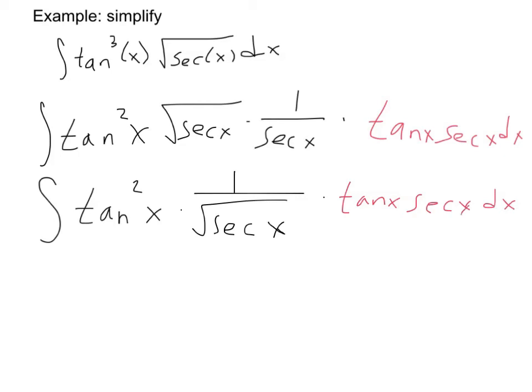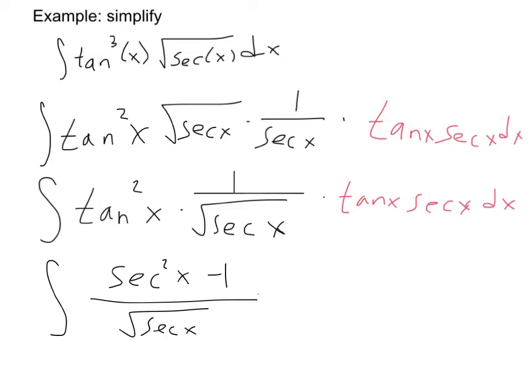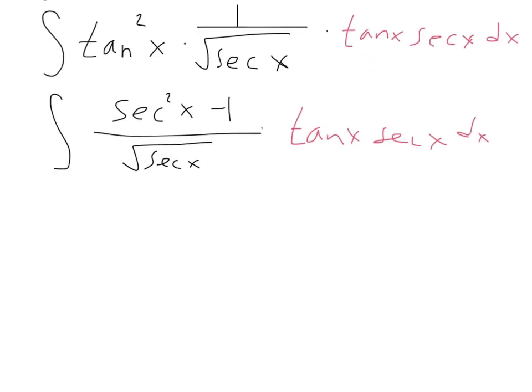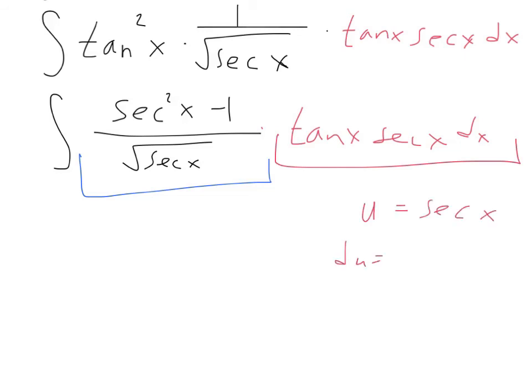We're almost ready to do the substitution. The one thing I need to do is change this out for secant. So when I do that, I'll end up with secant squared x minus 1 over the square root of secant x times tangent x secant x dx. And now again, I'm in this position where this is ready to be the du. This has only secant terms in it, so we'll choose our u to be secant x. Our du will be our tangent x secant x dx.